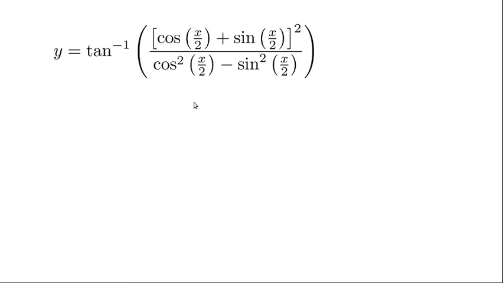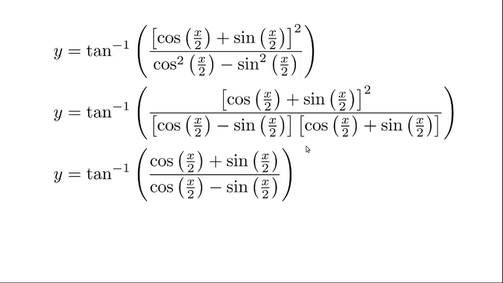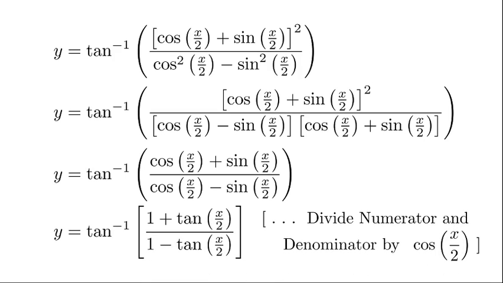The denominator can be factorized as (cos x by 2 minus sin x by 2) into (cos x by 2 plus sin x by 2). So here one (cos x by 2 plus sin x by 2) gets cancelled. We get tan inverse of (cos x by 2 plus sin x by 2) upon (cos x by 2 minus sin x by 2). Dividing the numerator and denominator by cos x by 2, we get y equal to tan inverse of (1 plus tan x by 2) upon (1 minus tan x by 2).